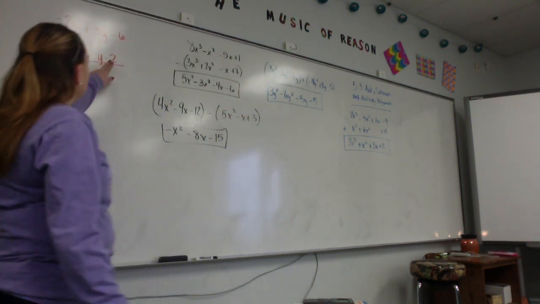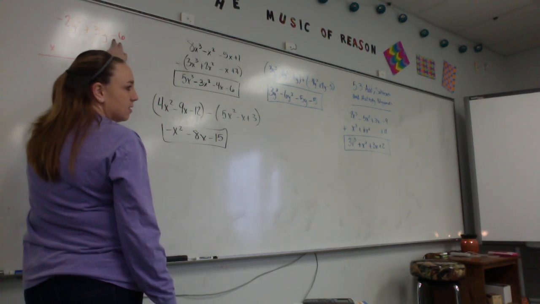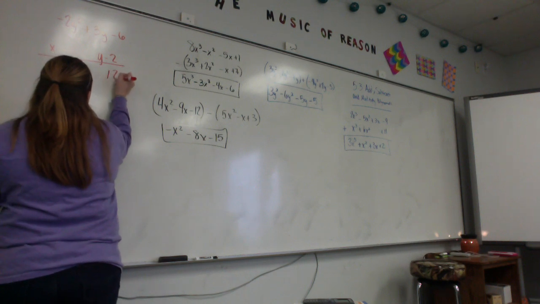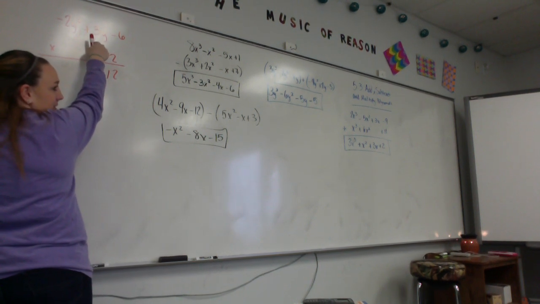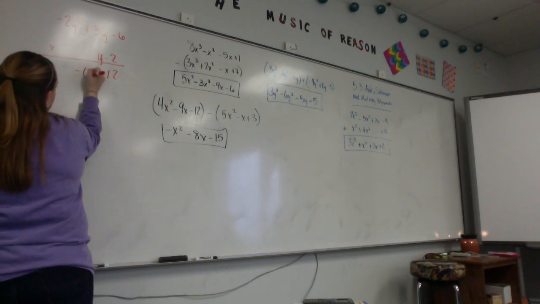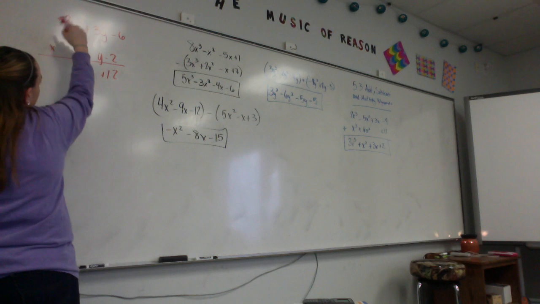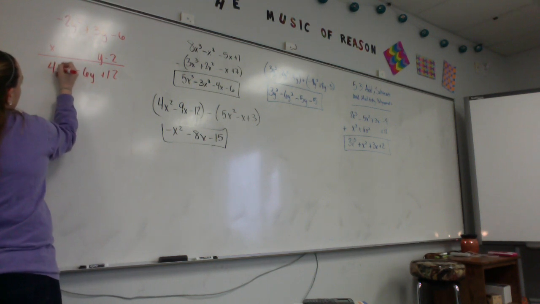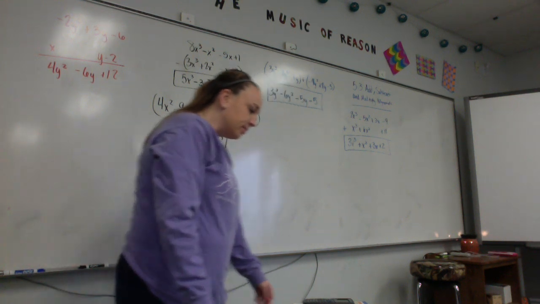We're going to start with the negative 2. What's negative 2 times negative 6? Positive 12. What's negative 2 times 3y? Negative 6y. What's negative 2 times negative 2y squared? 4y squared. Beautiful.